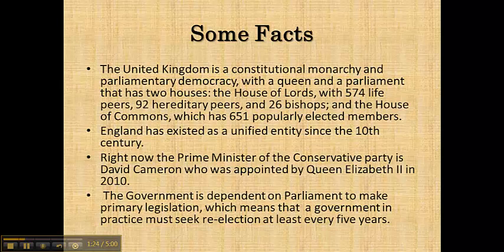The next fact is England has existed as a unified entity since the 10th century. It's a long time. Right now, the Prime Minister of the Conservative Party is David Cameron, who was appointed by Queen Elizabeth II in 2010. Last little fact, the government is dependent on Parliament to make the primary legislation, which means that a government in practice must seek re-election at least every 5 years.